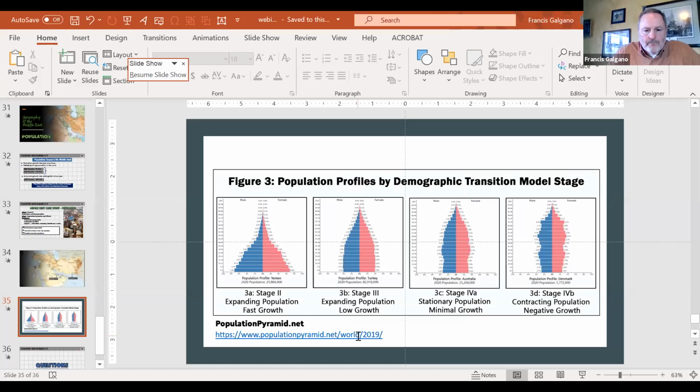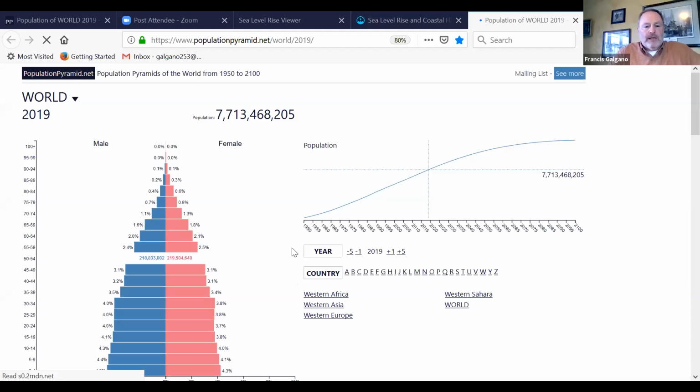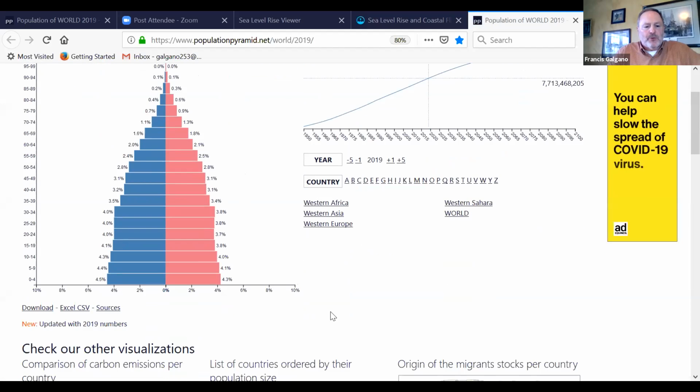It's all right. Open link. So this is a really good website. So this shows you the population profile for the world.